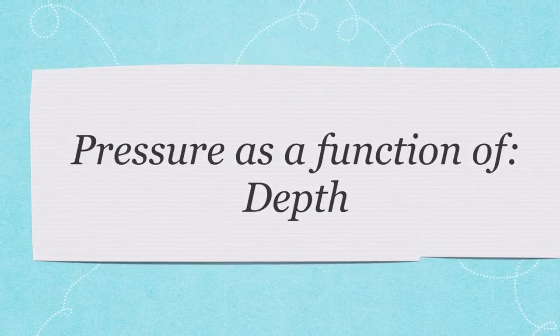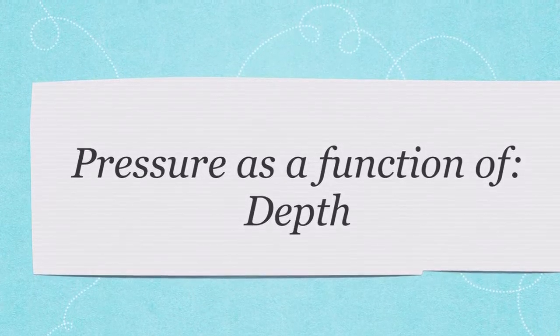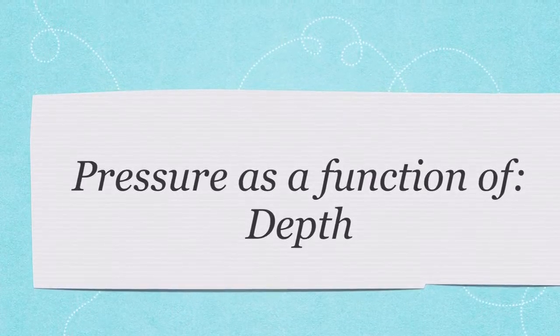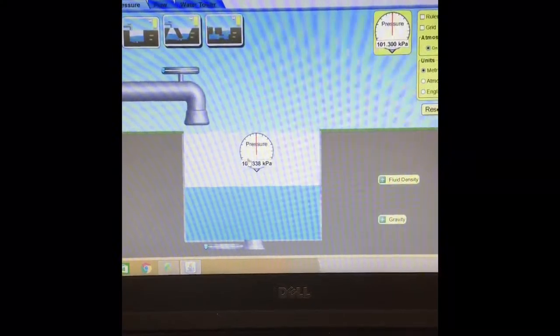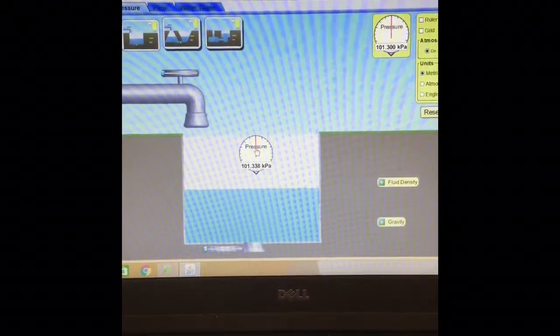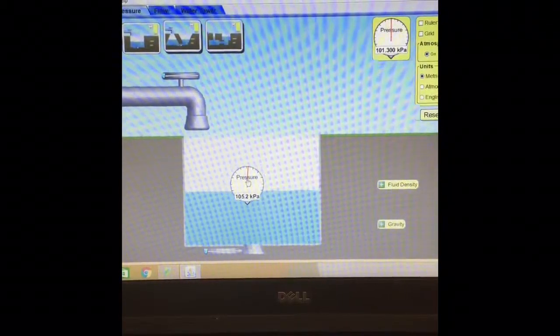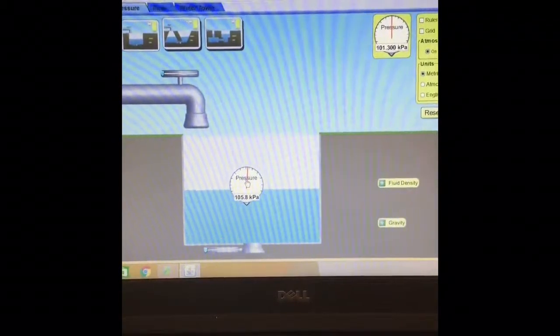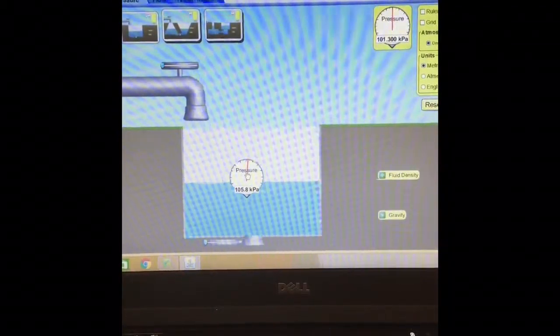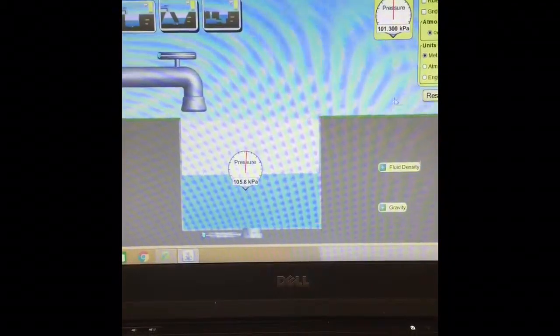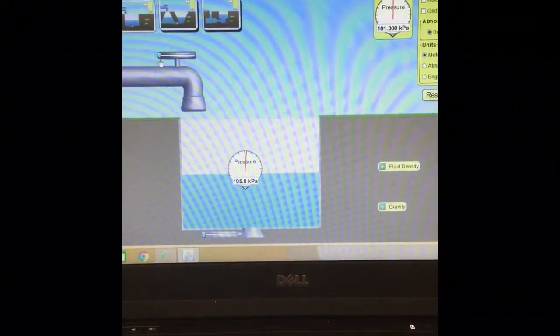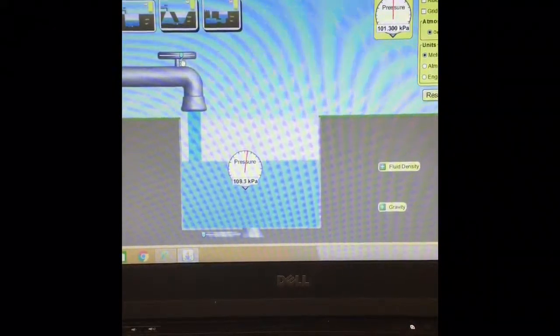Okay, so our first lesson today will be pressure as a function of depth. Let's watch this video and see. Notice how as you pour more water into the hole, ultimately increasing the depth of the water, the pressure increases as well. But let's make sense of this answer, shall we? Looking at it mathematically.